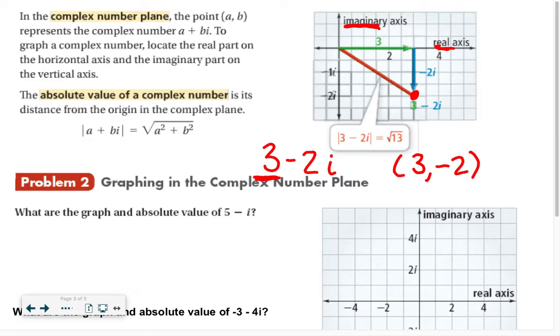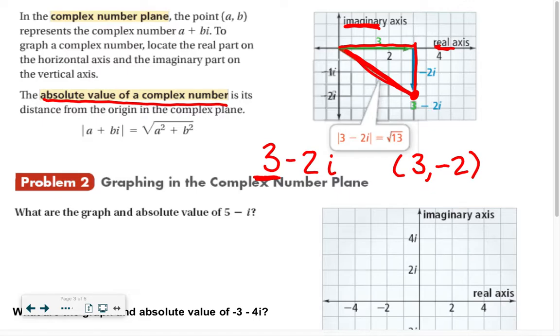Then we can talk about the absolute value of a complex number. It's just like how you would find the distance before. If I go right 3 and down 2, I can use the Pythagorean theorem, distance equation, whatever you want to call it, to find how far it is from our origin. Okay? So you guys remember the Pythagorean theorem?